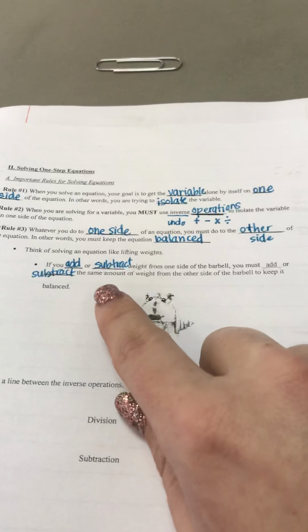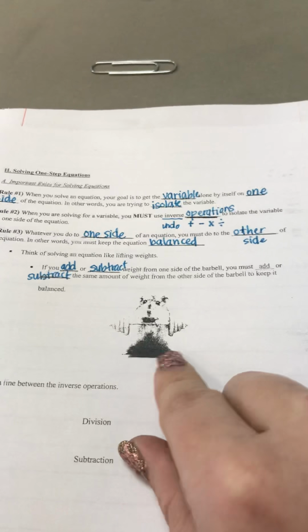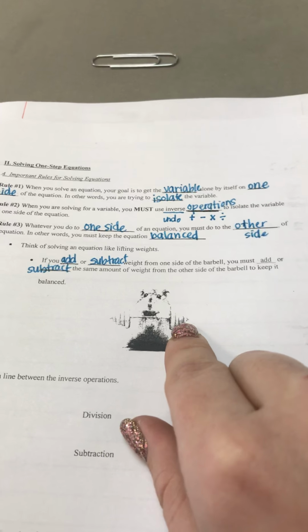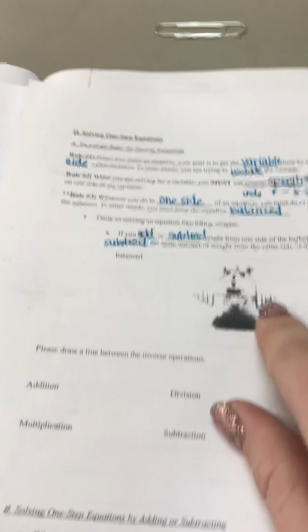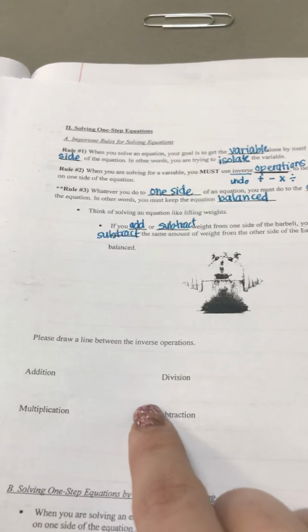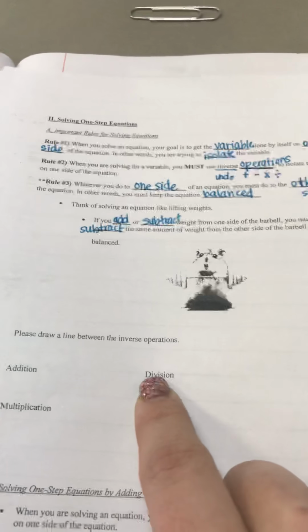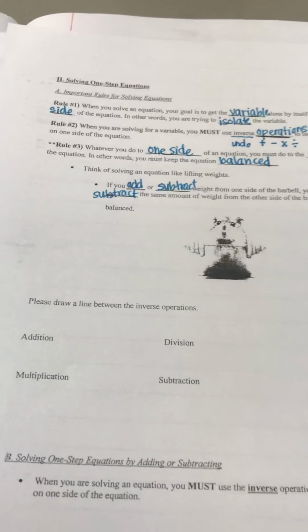So think of it like lifting weights. If we add or subtract weight from this side, we're going to have to add or subtract the same amount of weight on this side to keep it balanced. So our inverse operations: the inverse for addition is subtraction, and for multiplication is division. Those are the operations that undo one another.